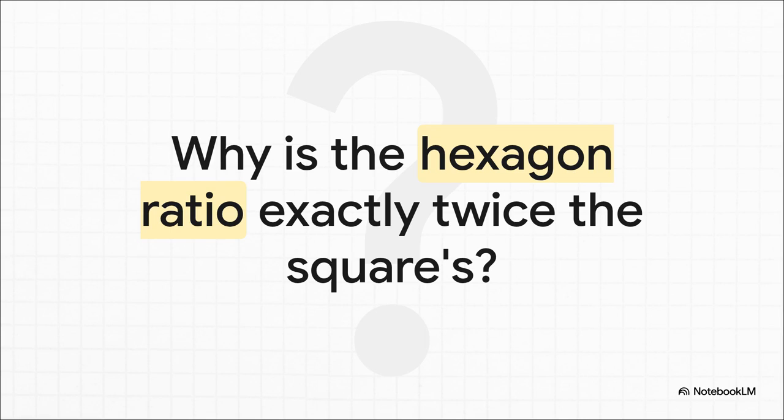Look closely at this next puzzle. It might seem like a bit of a trick. A hexagon's area ratio is roughly 0.827, which is obviously not twice the square's ratio we just found. Actually, it's exactly twice the area of an inscribed equilateral triangle. But the real, absolutely crucial takeaway here is the progression itself. A square covers about 63% of the circle, while a hexagon covers nearly 83%.